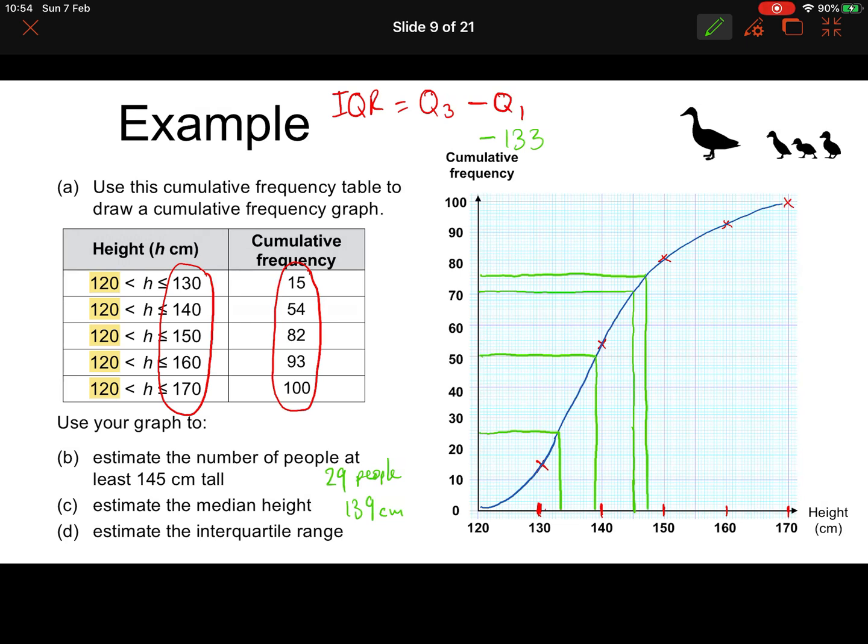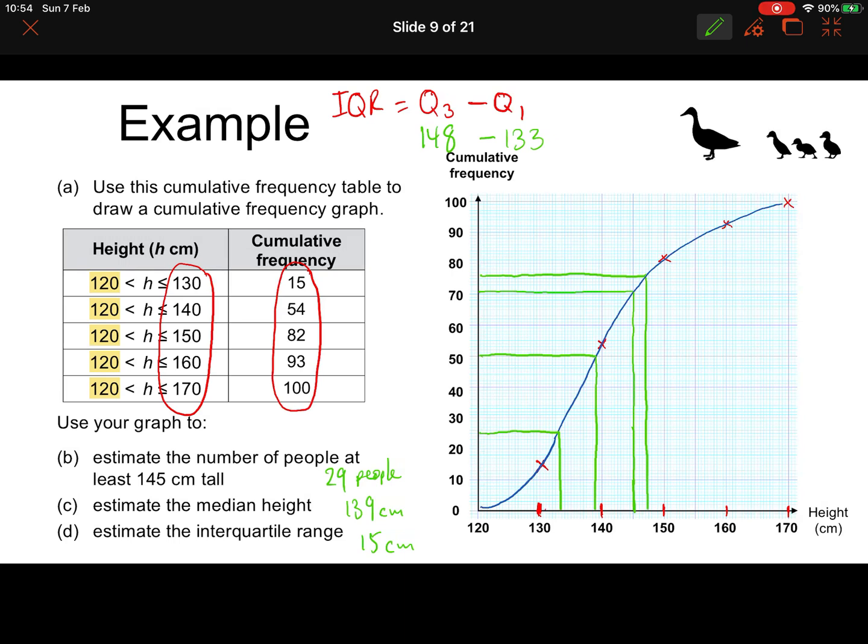Read off that value. I think that is going to be about 148. Obviously, you'll be able to do it precisely in an exam. So the interquartile range is 148 minus 133, so it's about 15 centimetres. Remember, the range is the biggest value minus the smallest value. So the interquartile range is the value at Q3 minus the value at Q1.